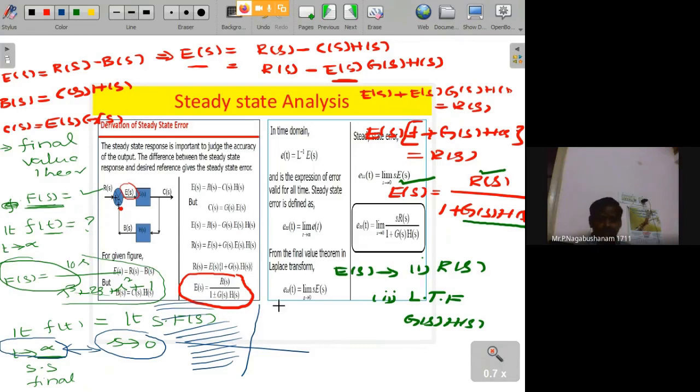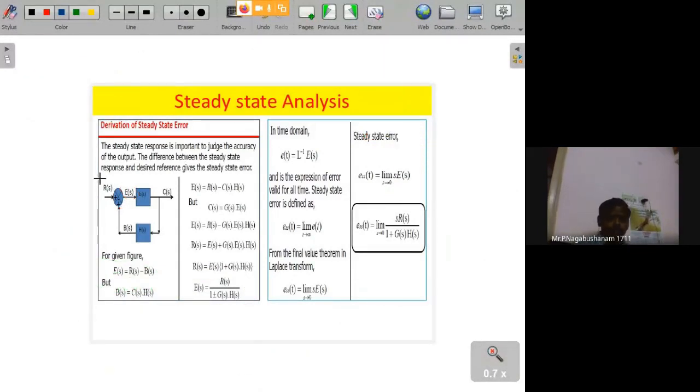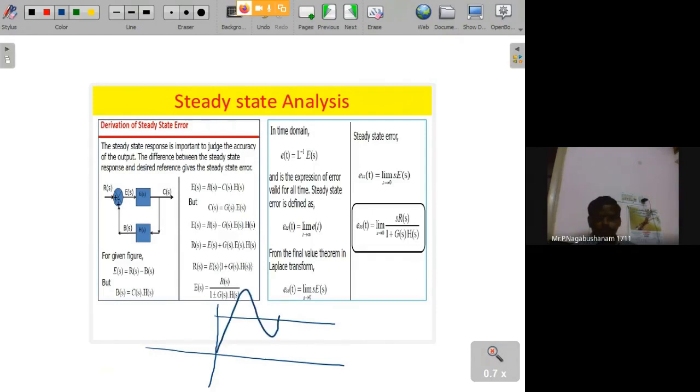Final value means when t tends to infinity. For example, if you draw the diagram, assume it is the xy plane. It is the input. Assume it is the output. As t tends to infinity, the output is fixed. Then you will get an error in between. And it is easy to get this value, because this output waveform is below the input of one, which means the output is less than 1 only.